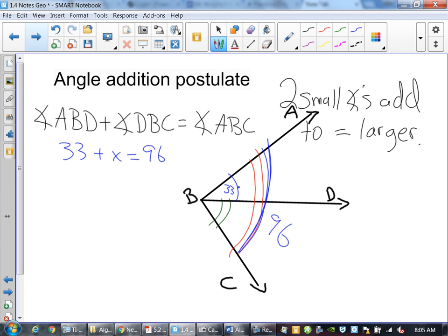Is it going to be the end of the world if you forget to put the degree symbol? No. By all means, when we're doing this stuff, if you forget to put the degree symbol, it really isn't the end of the world. Okay? It really isn't.